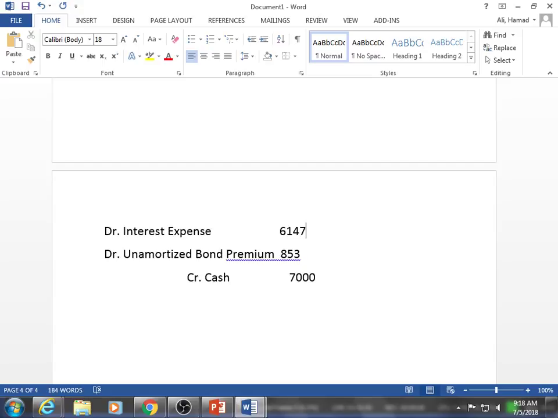So on the discount, your recognized interest is a little bit more. And on the premium, your recognized interest is less, even though you are paying the whole 7,000, you only recognize this portion on the income statement. Okay. So you do the same journal entry for 10 times. Now let's go to the effective interest method. This is the straight line method.